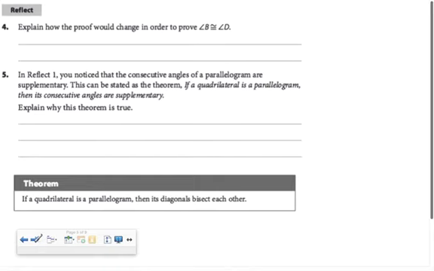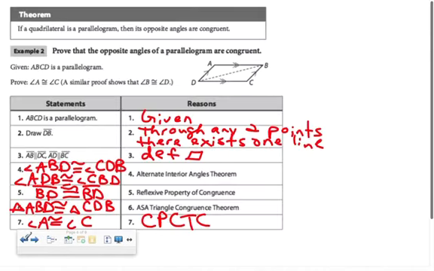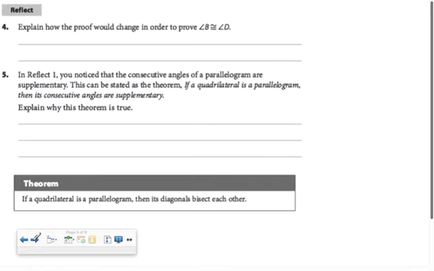Explain how the proof would change in order to prove angle B congruent to angle D. Coming back to the diagram, if I'm trying to prove that angle B is congruent to angle D, perhaps I wouldn't draw the auxiliary segment BD. Perhaps I would draw the auxiliary segment AC.